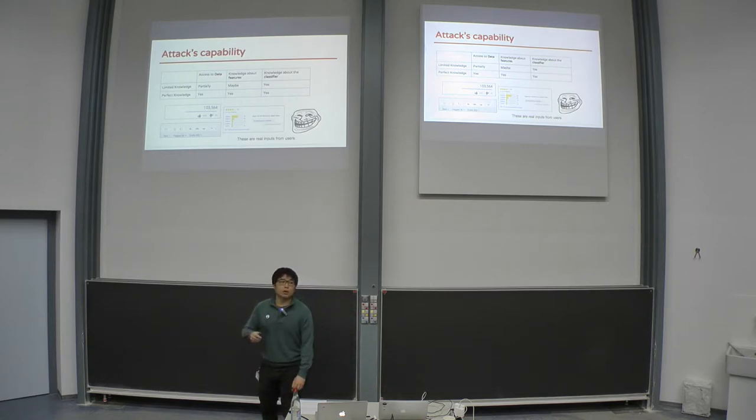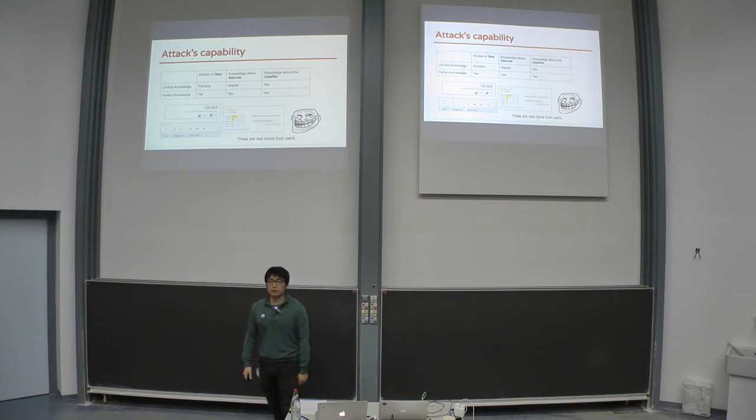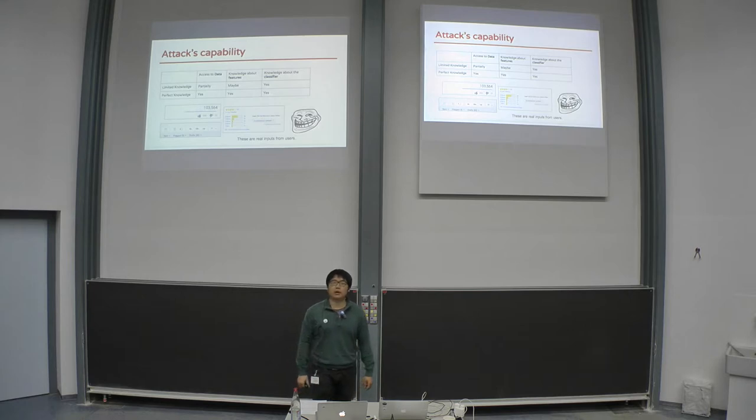For example, the ImageNet data set is publicly available. You can download it, I can download it, everybody can download it, and the attackers can also download it. Many models, for example AlexNet and CaffeNet, are trained on this public data. So you should never expect that the attackers have limited access to those public data. So this is the first point.